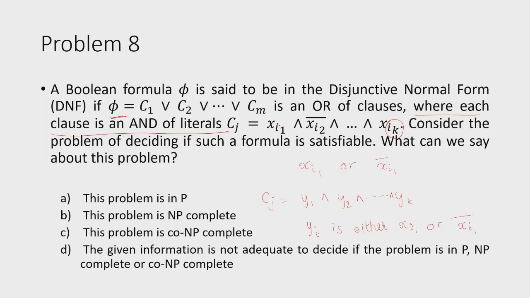So can we write, say, what is c2 then? Let us write c2. C2 could be exactly in this form: xi1, and xi2 complement, and then say xi3 complement. Is this a possibility? Yes, this is possible because xi3 complement is also a literal, right?